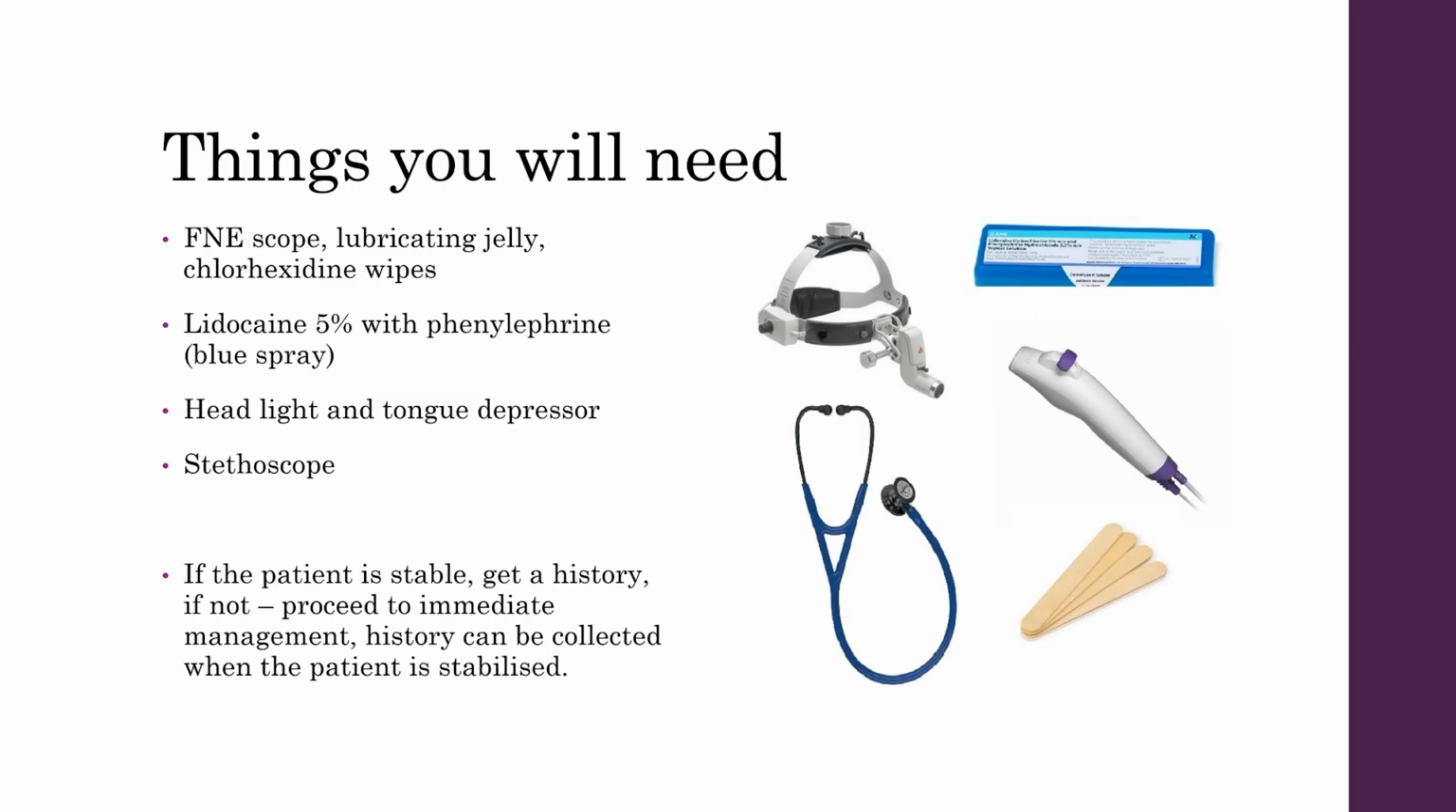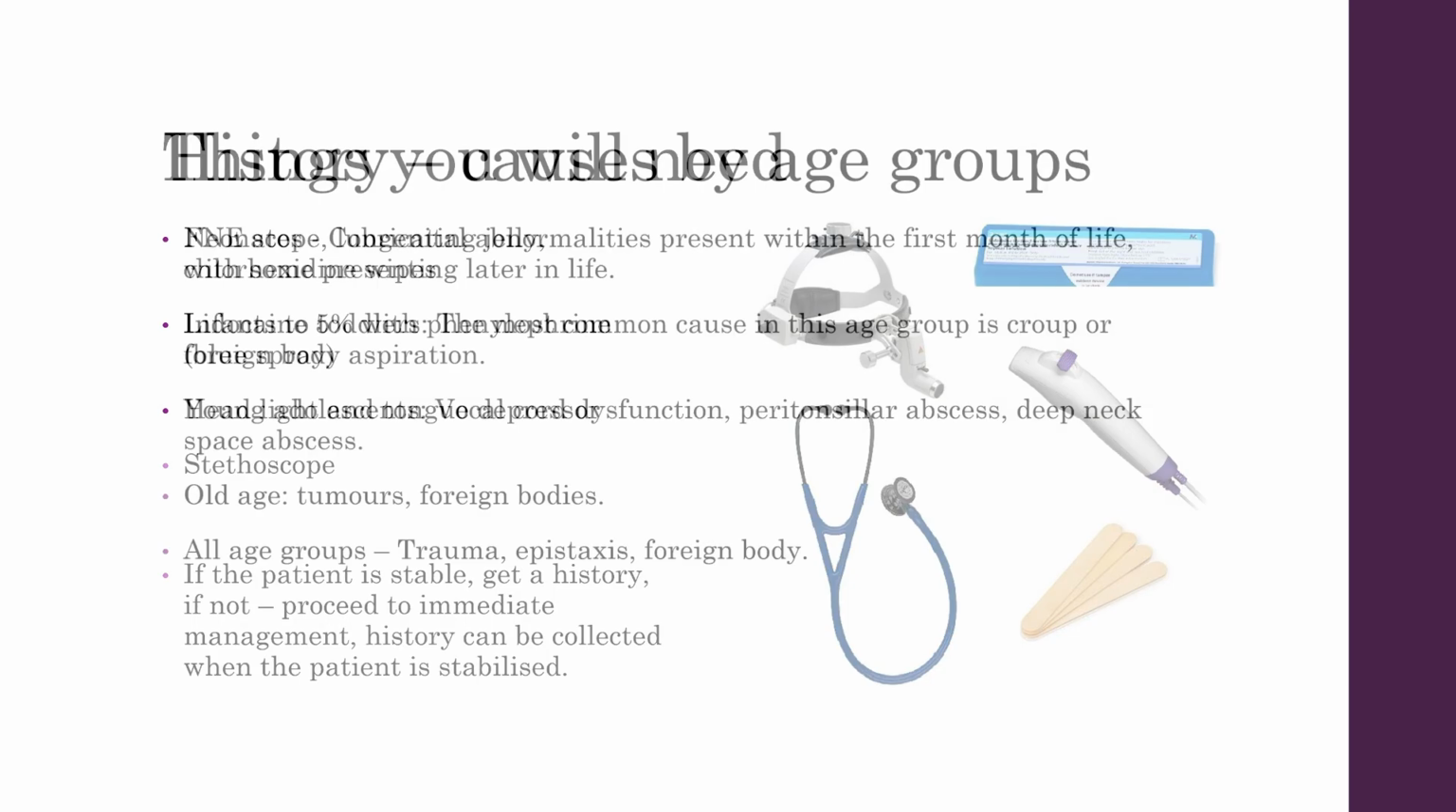Things that you'll need include your flexible endoscope with lubricating jelly, chlorhexidine wipes. You'll need phenylephrine lidocaine spray, the blue spray, a headlight with tongue depressor, as well as a stethoscope. If the patient is stable, you'll want to get a history. If not, you'll need to proceed immediately to managing the patient's stridor, and the history can be collected afterwards.